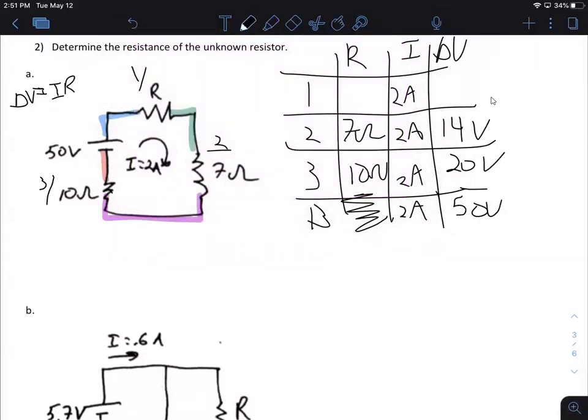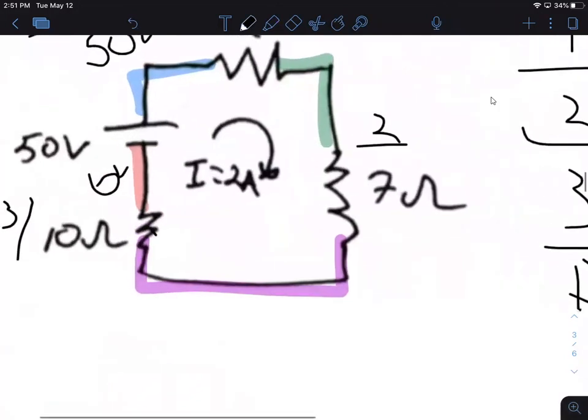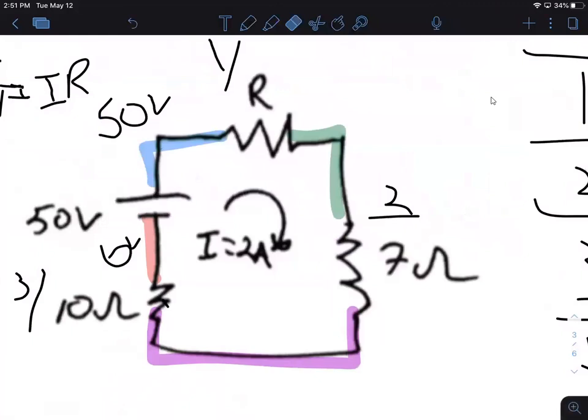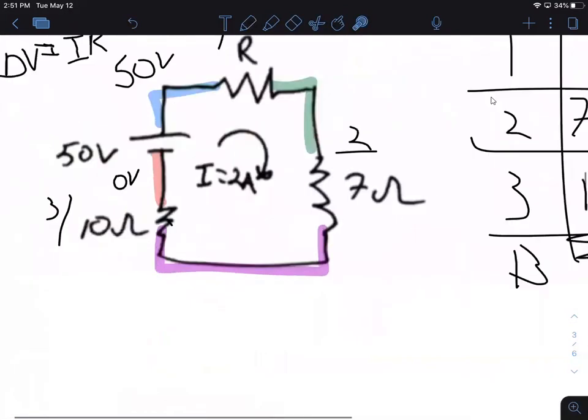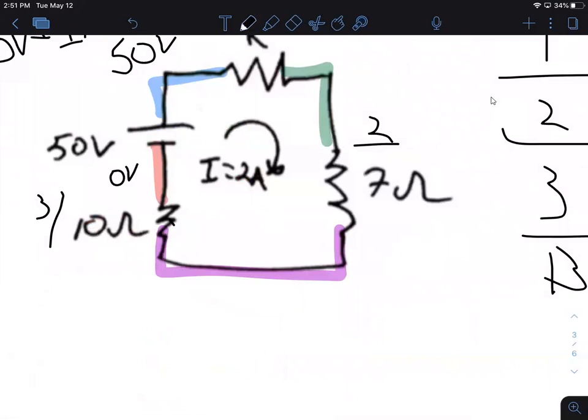All right, 0 volts, 50 volt battery adds 50 volts of potential to my circuit. Don't know anything about R, so I can't really do anything there. We found that this 10 ohm resistor, 2 amps, changed the potential by 20. So if I had 0 here, I must have had 20 beforehand.